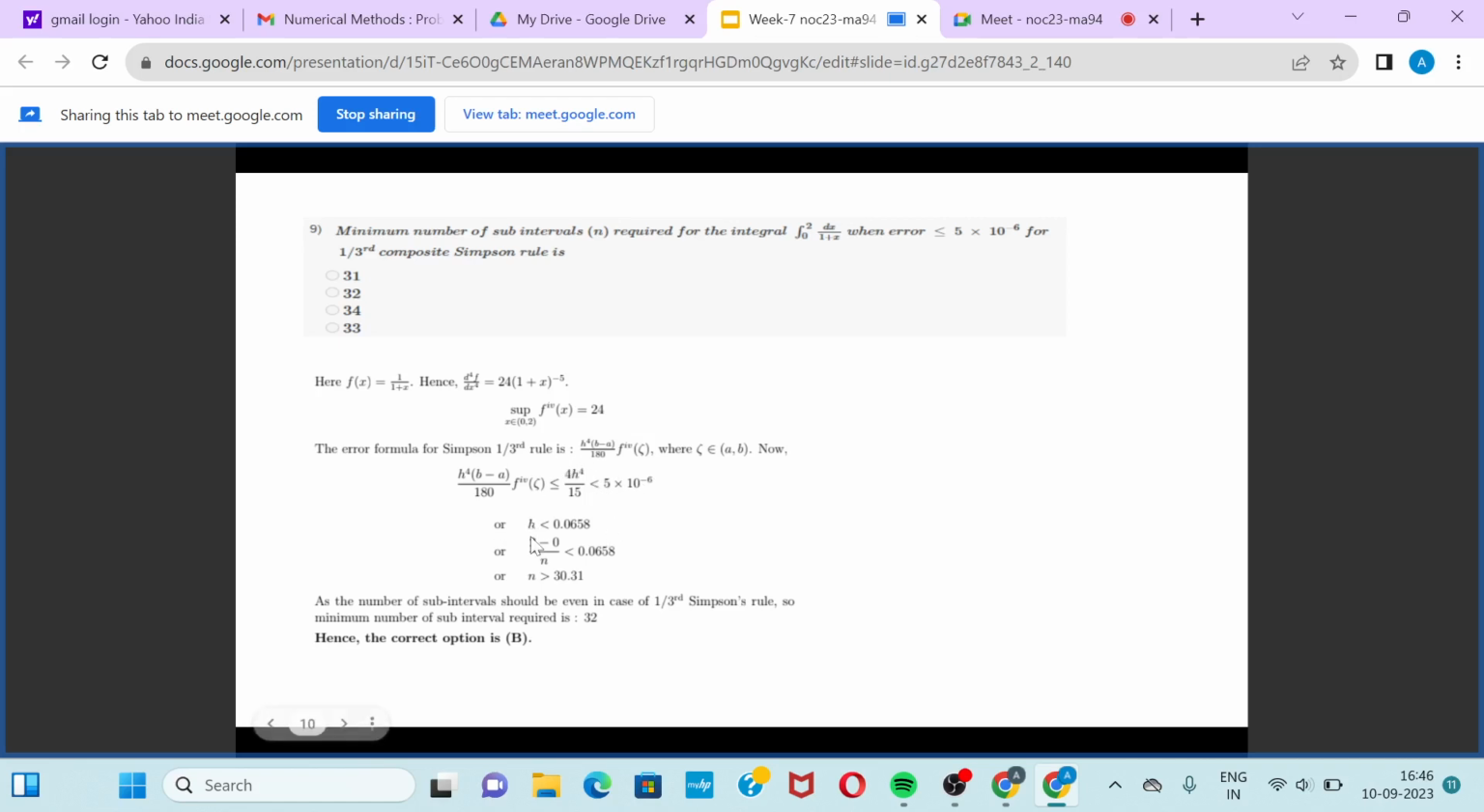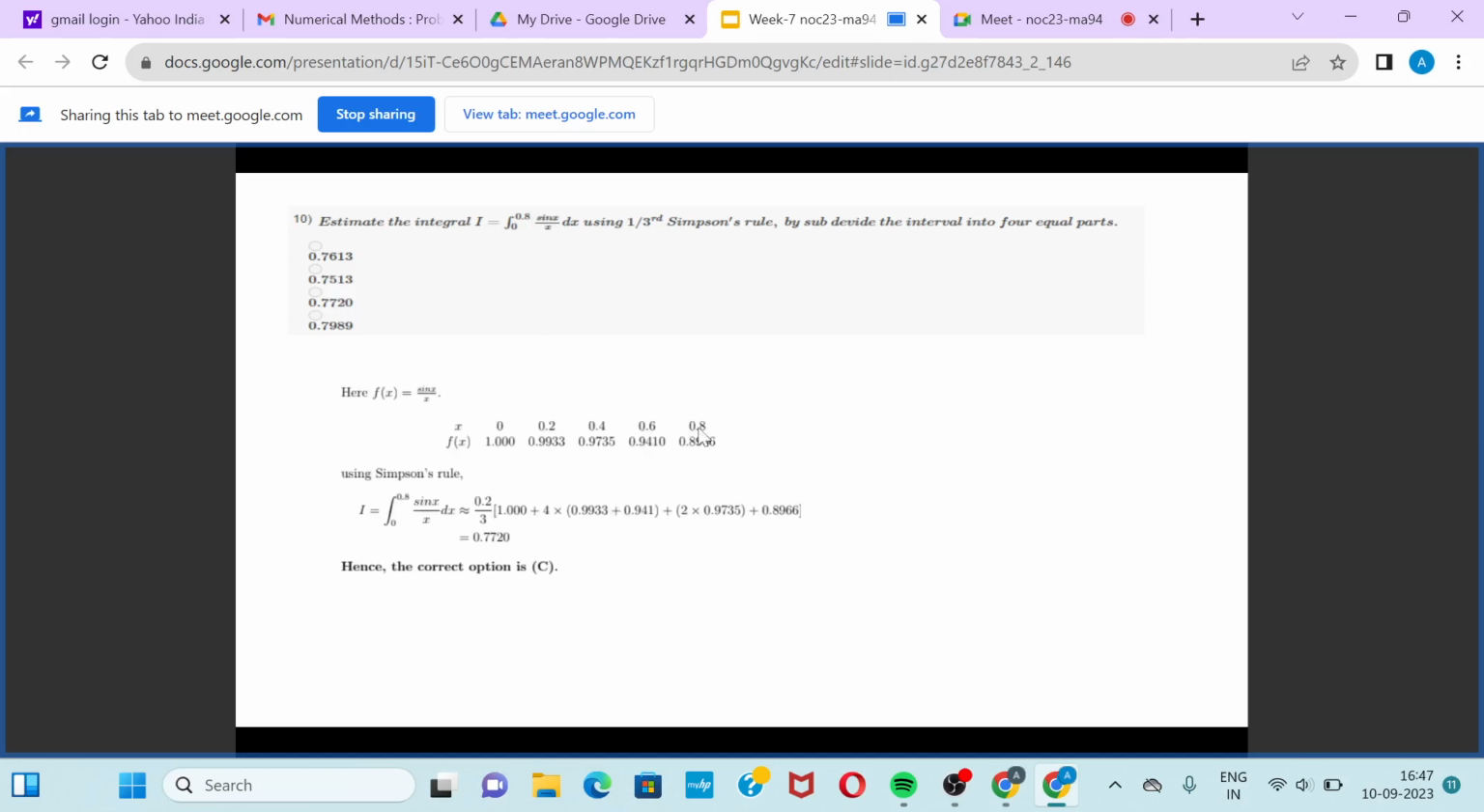When you solve it, you will get h less than 0.0658, where h is b minus a by n. So you get 2 minus 0 by n less than 0.0658. On solving, you will get n greater than 30.31. But we know that for Simpson's one-third rule, the number of intervals should be even. So it will not be 31, it will be 32. So n here will be 32.